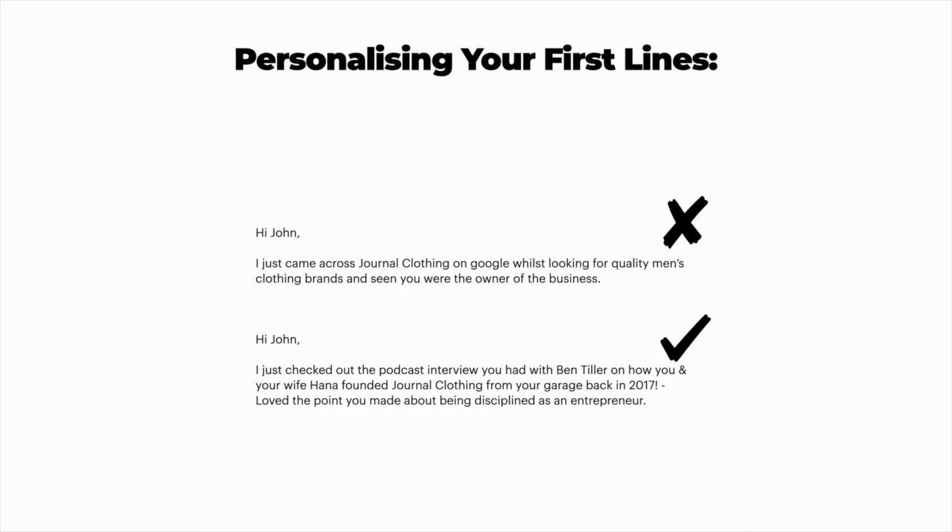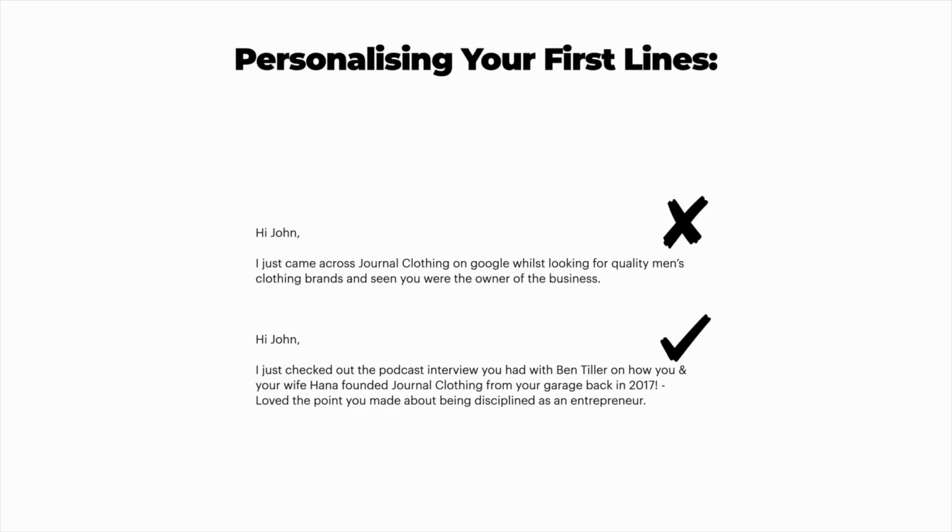This is a personalized first line. "Hey John, I just checked out the podcast interview you had with Ben Tiller on how you and your wife Hannah founded Journal Clothing from your garage back in 2017. Love the point you made about being disciplined as an entrepreneur." This is very personalized because you've name dropped the podcast interview he did with a person called Ben Tiller. You've also name dropped his wife. You listened to the podcast and saw that he started Journal Clothing from his garage, and you've dated that, back in 2017. Then you brought up a point he made in the podcast, about being disciplined as an entrepreneur.